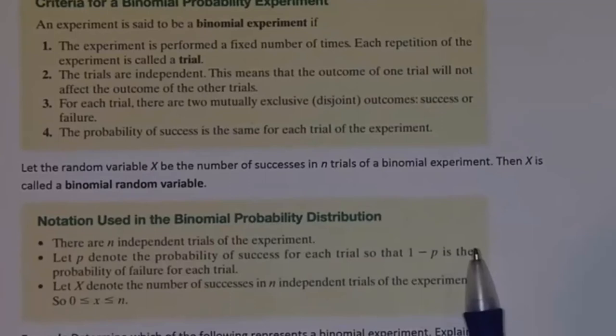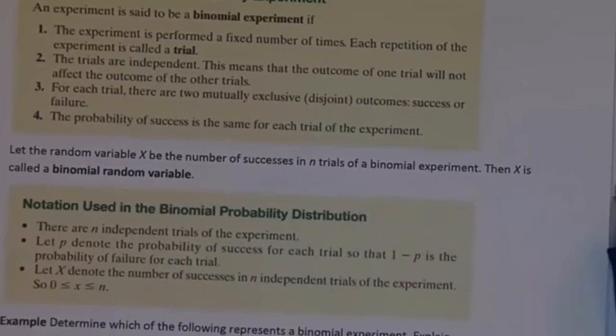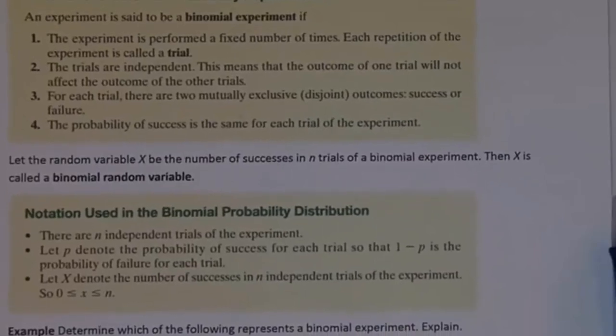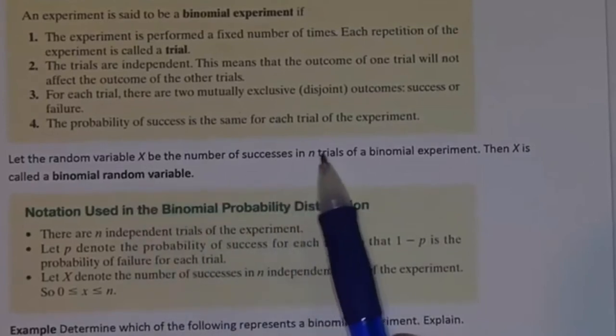So x is going to represent the number of successes. When I repeat the experiment 3 times, 3 shots, I can either have 0 successes, one success, two successes, or all three successes. That's going to be my random variable, the number of successes. Now, if I'm shooting 10 free throws instead of 3, then I have more possibilities. I could have 0 successes, 1, 2, 3, 4, 5, 6, 7, 8, 9, or 10 successes. So what x can be is going to depend on how many trials we have.